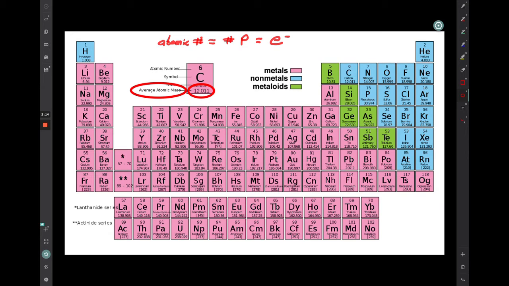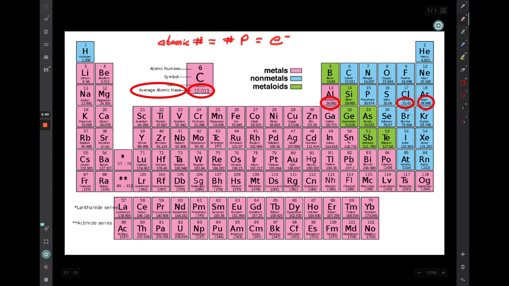So in this case, the mass is 12.011. However, when we deal with the mass number, we are going to round to the nearest whole number. So the mass number for carbon would be 12. If we were looking at, say, aluminum, we would say that the mass number was 27 because we would take 26.98 and round up to 27. Chlorine would be 35. Argon would be 40. So we round to the nearest whole number for the mass number.